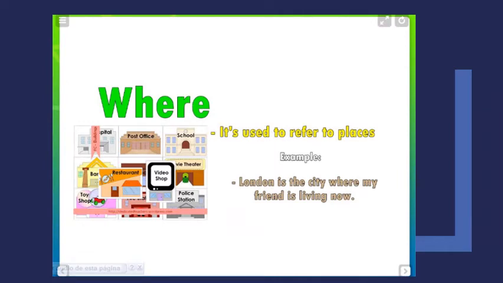And then we have where. And it says that it is used to refer to places. For example, London is the city where my friend is living now. Remember, kids, where is for places. For example, the school, a restaurant, a bank, a toy shop, the university, the movie theater, post office. So we have a lot of examples of places, right? So we have to use where for places.